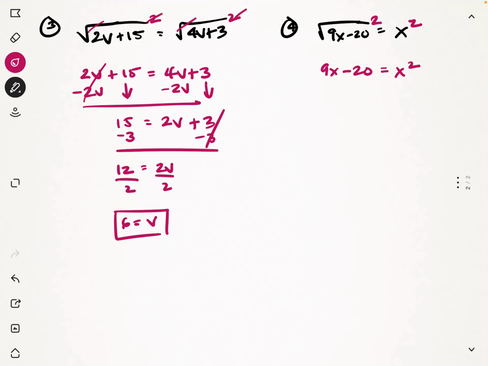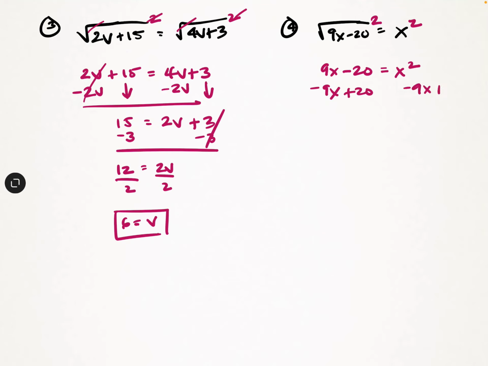Now, because we have x squared, we're looking at a quadratic, which means we're going to eventually have to factor, which is fine. But what we want to do is we want to get all our things over to the x squared side, and we want to make sure x squared is positive. So we're going to move our 9x and our 20 to the right. So this is going to be 0 equals x squared minus 9x plus 20.